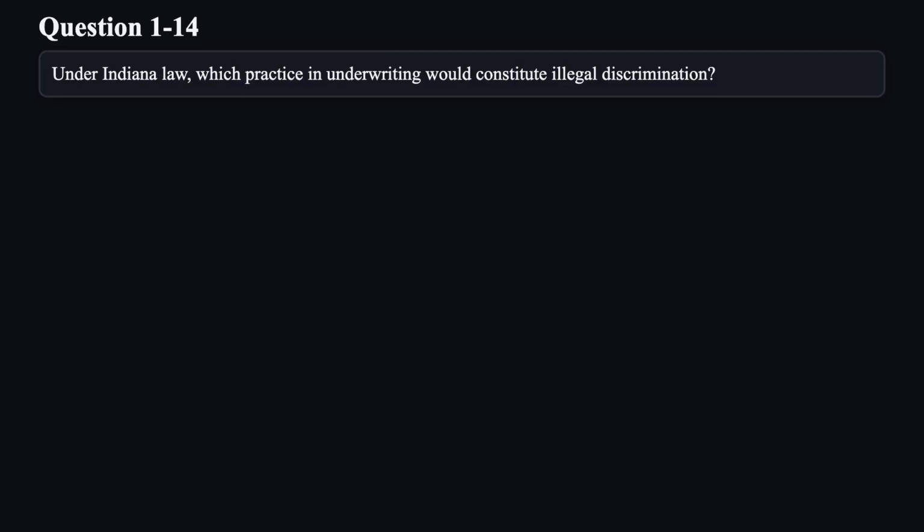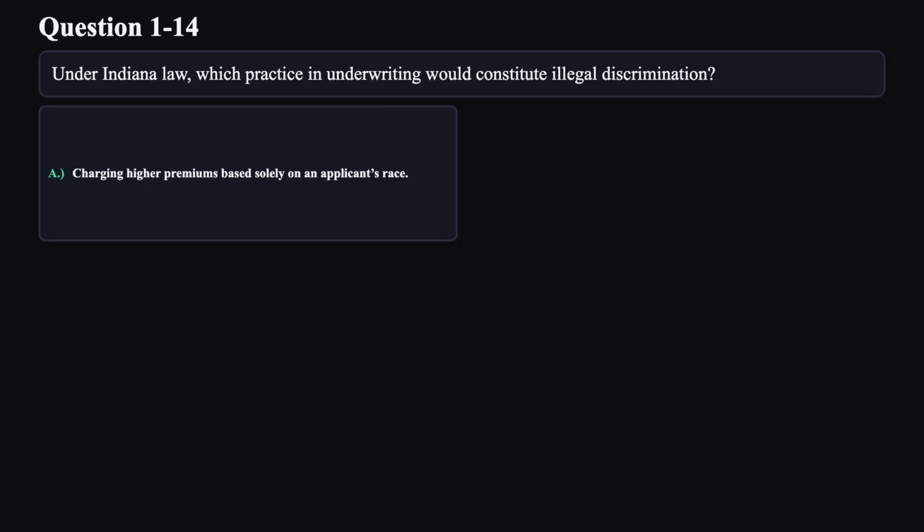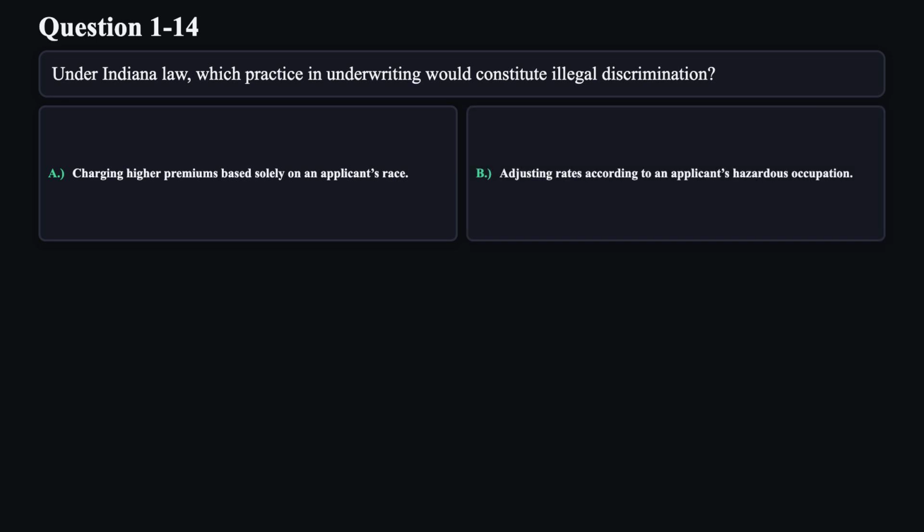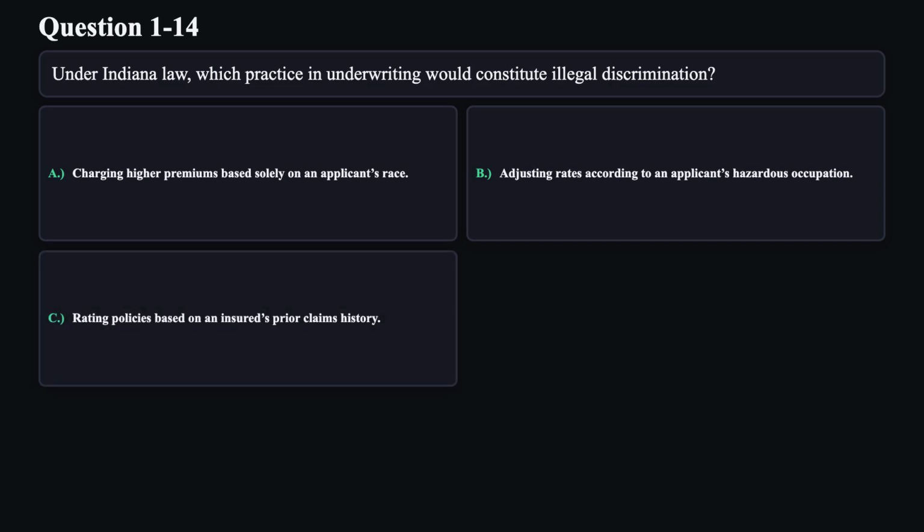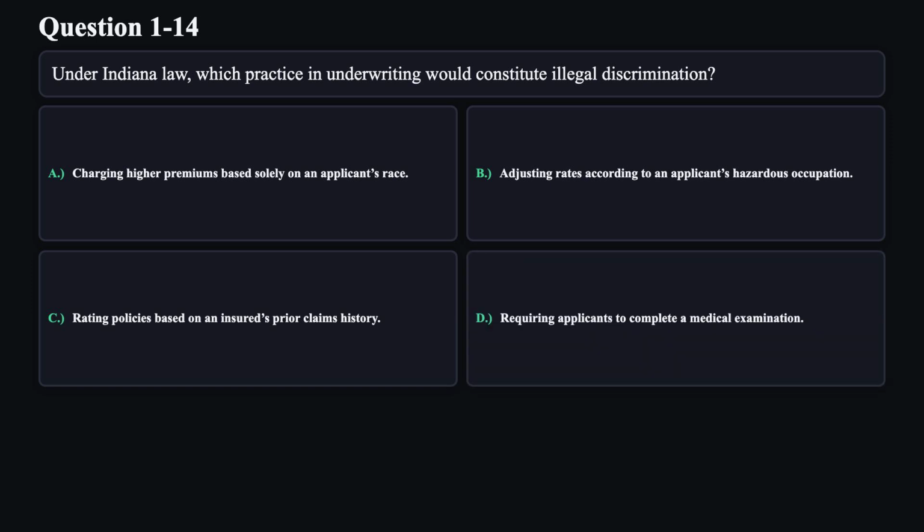Question 14. Under Indiana law, which practice in underwriting would constitute illegal discrimination? A. Charging higher premiums based solely on an applicant's race. B. Adjusting rates according to an applicant's hazardous occupation. C. Rating policies based on an insured's prior claims history. D. Requiring applicants to complete a medical examination.